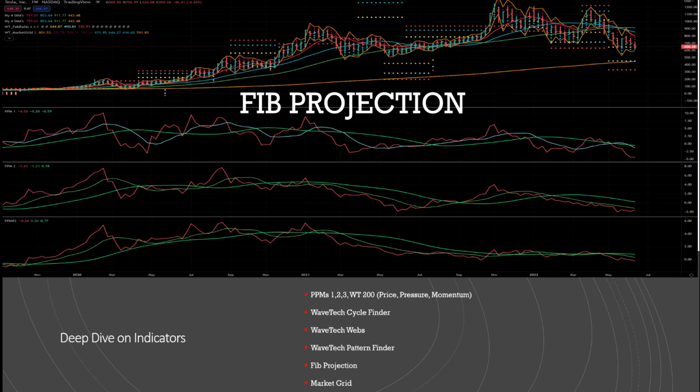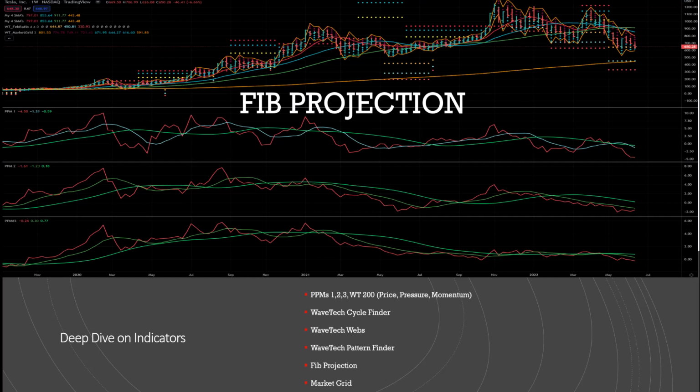The next indicator will be the Fib projection tool. As I mentioned in the previous video, this uses the same logic as the WaveTech Pattern Finder. To be able to find patterns to project into the future, you need to know the highs and lows, and there's some theory behind this calculation that I talk a lot about in the live room, and I will be discussing this briefly in this video.